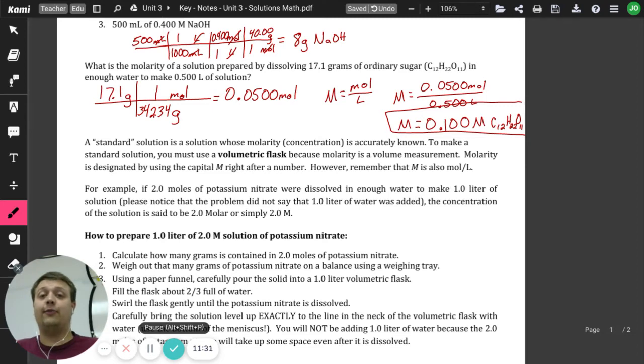That is what they're designed for. That is what we should use them for. And so we've got to keep that in mind when we make solutions. Okay, so use a volumetric flask, and we'll talk about how to actually prepare that solution.